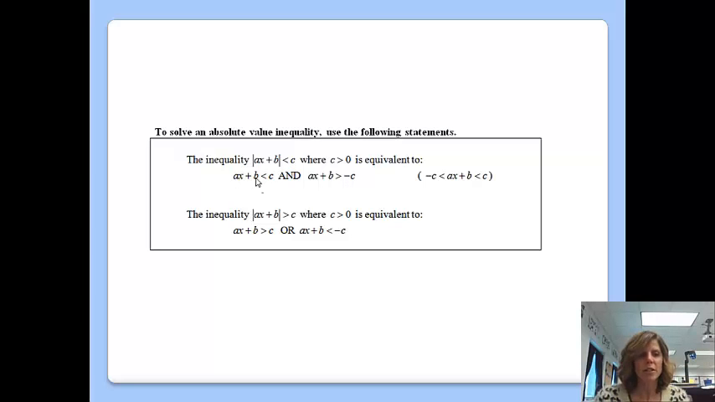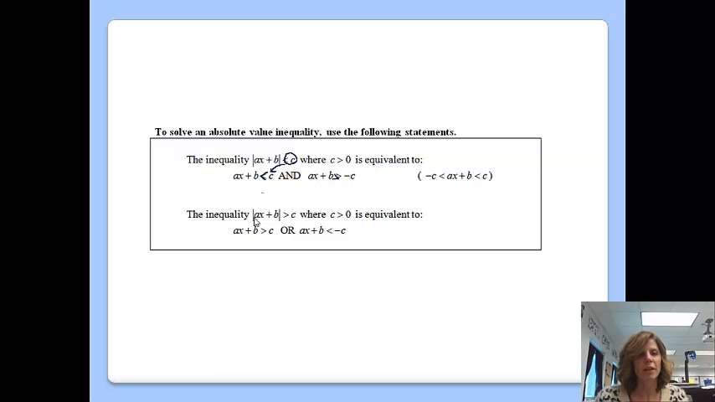You'll notice ax plus b is going to be less than c, and ax plus b is going to be greater than negative c. Notice what I did when we rewrite this equation. This less than c stays the same, and then just like with an equation, we also set it equal to the opposite, which I did here, but notice the less than sign changes to a greater than sign, right?